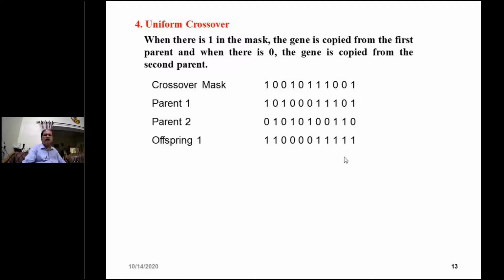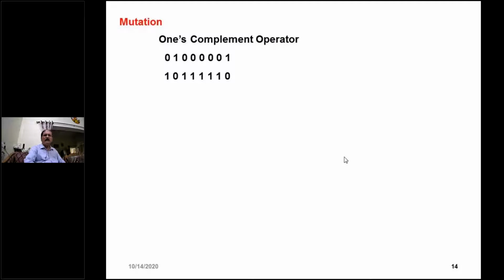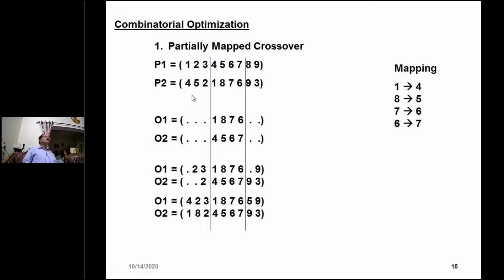So this is a uniform crossover. And for mutation, the complement operator, that is, select a position randomly, and when 1 is there, you make it 0. When 0 is there, you make it 1. This is the mutation you do. This is 5.